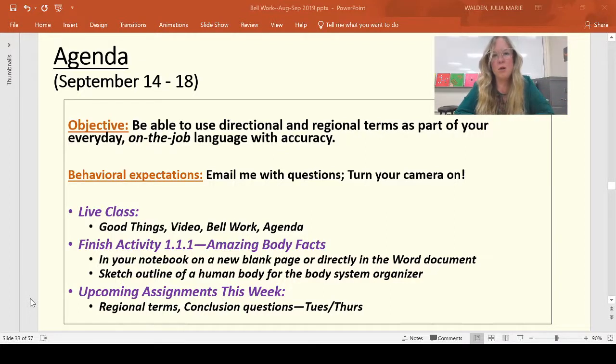And you're also going to learn 30 new terms this week. Some of them you're already going to know and will be very easy, and some of them will be brand new to you. But those are called the regional terms.